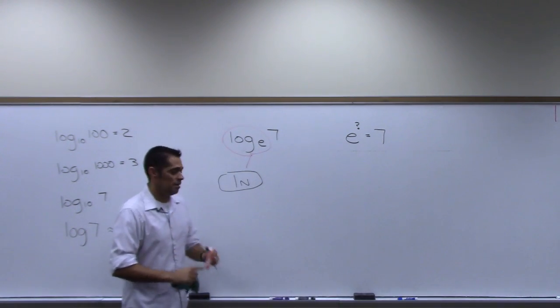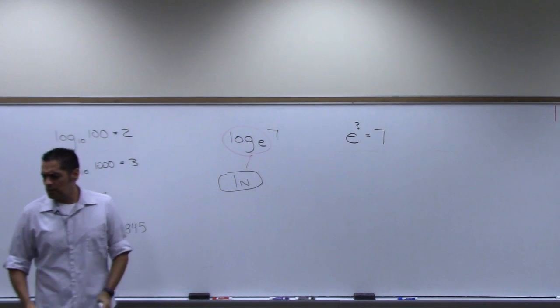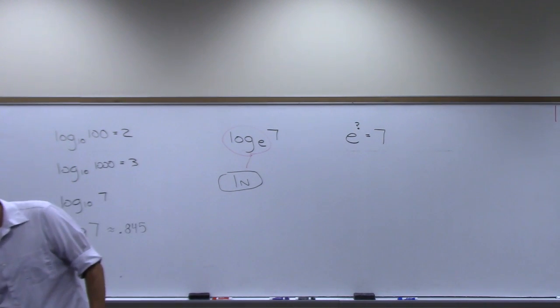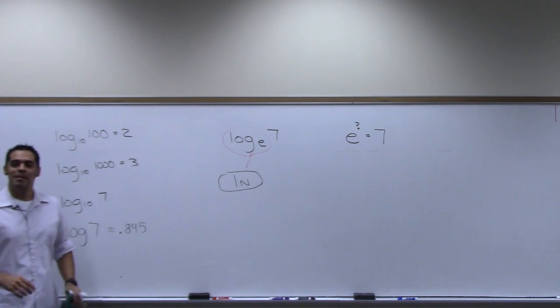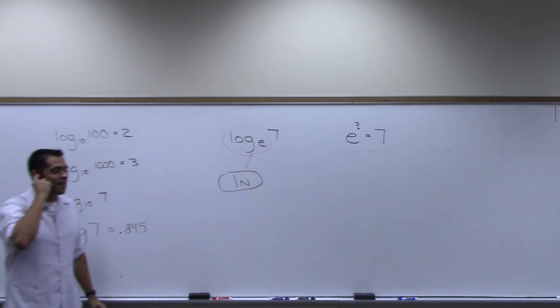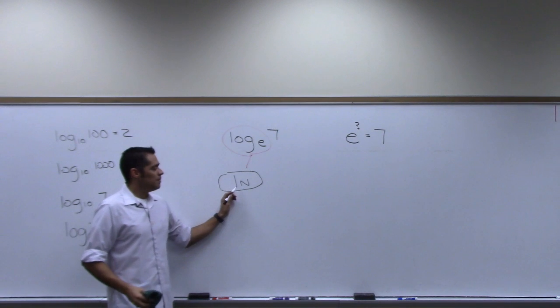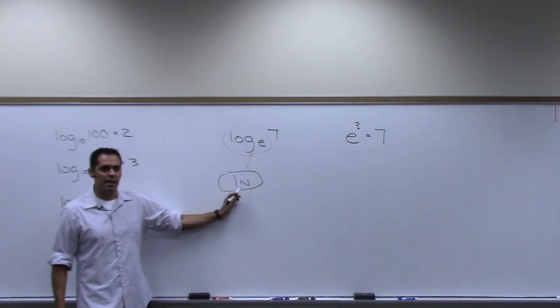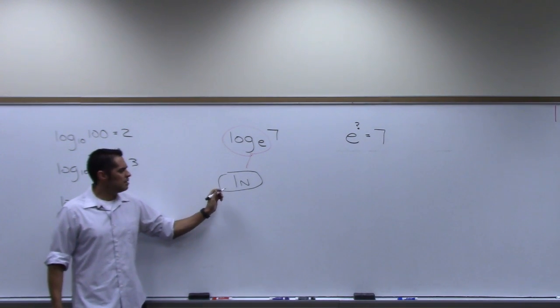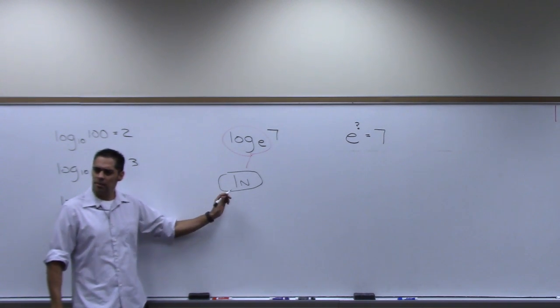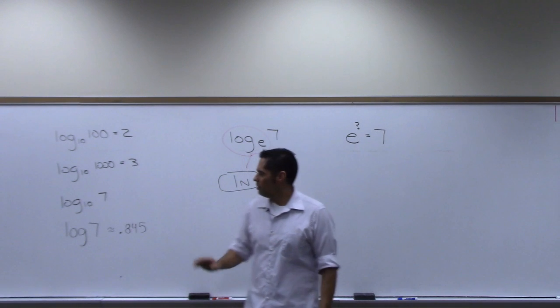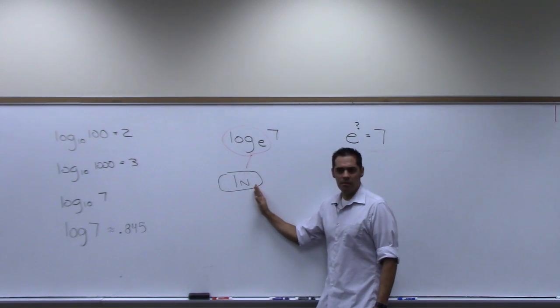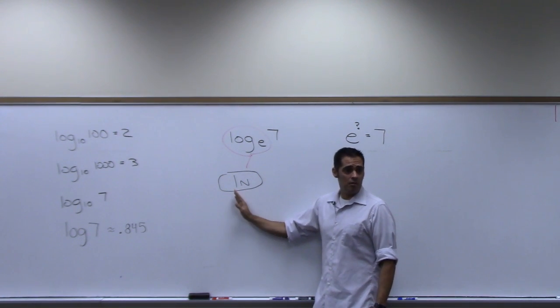That's what it means. ln should be above the e. It looks like IN, right? It's not IN, it's LN. It's lowercase l, lowercase n. It's French. You know how the French do things backwards? It's logarithme naturel. The natural logarithm.